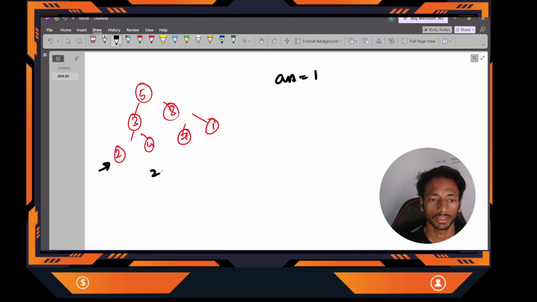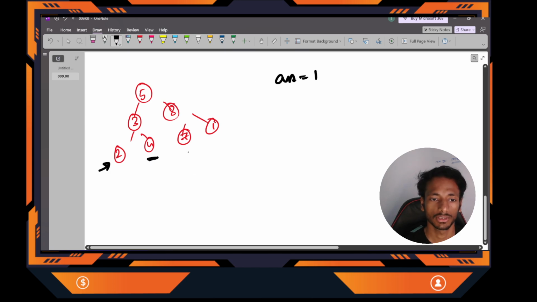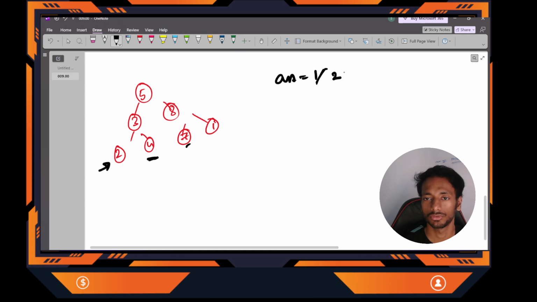Why? Because 2 is greater than or equal to 2. That's why. Correct? So our answer will now be 2. Next, this 4, this is also 4, 7. So our answer will now be 2. This 7 also, it is true. This is also a dominant node. Sorry, the count will now be 3.